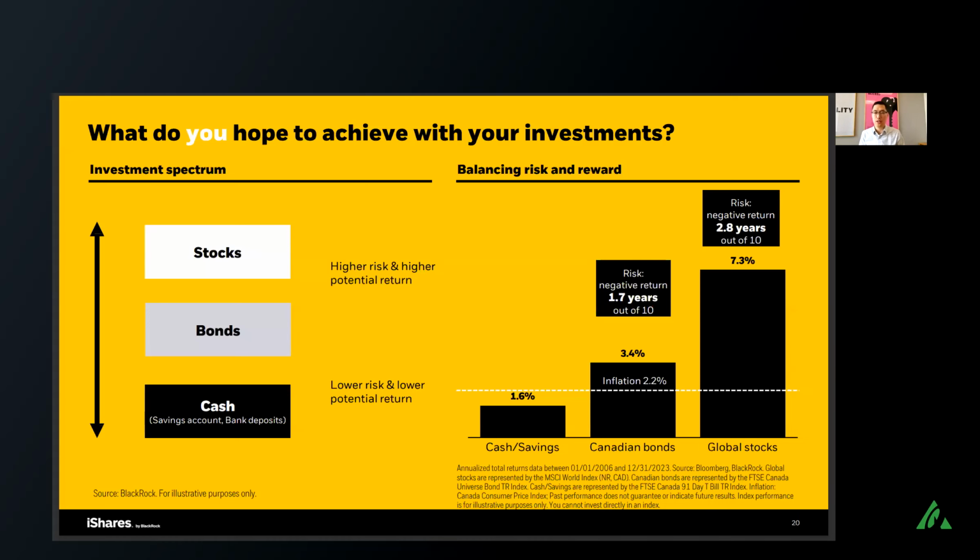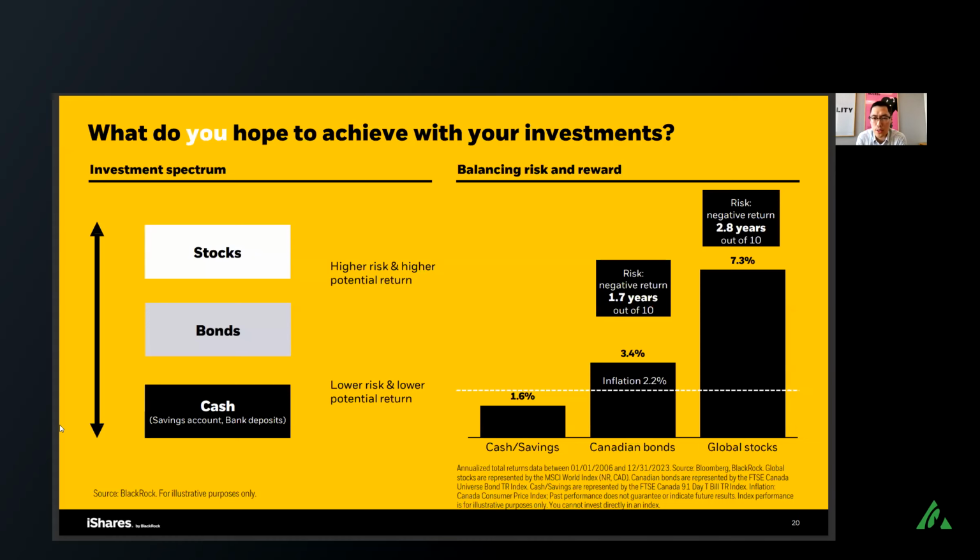So as you move out of cash and into bonds, what you find is that you will earn more, probably enough to outpace inflation, but you take on a little more risk relative to cash. You might post a negative return about 1.5, 1.7 out of every 10 years. So suddenly your capital is a little more volatile. And then from there, if you step it up to stocks, again, your return potential really increases. Historically, over the last 15 plus years, you would have earned almost 7.5% a year. But so does your risk. You could have had a negative experience close to 3 out of 10 years.